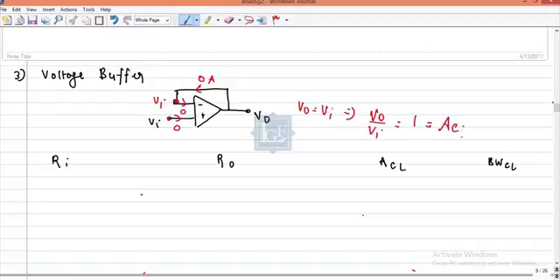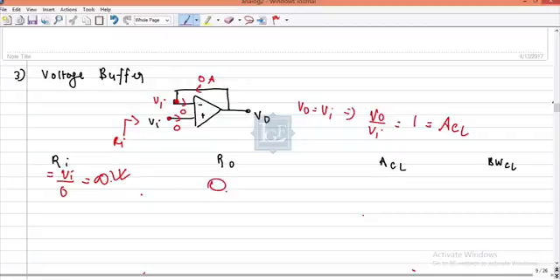This happens to be my closed loop gain also. See, this is a closed loop circuit. Now what is the input resistance? Input resistance is the resistance between the input node and ground, or it is found out by the ratio of input voltage and input current. So Ri is equal to Vi by 0. So it happens to be infinity, which is very good.